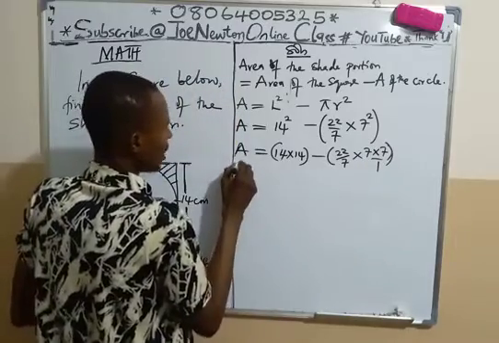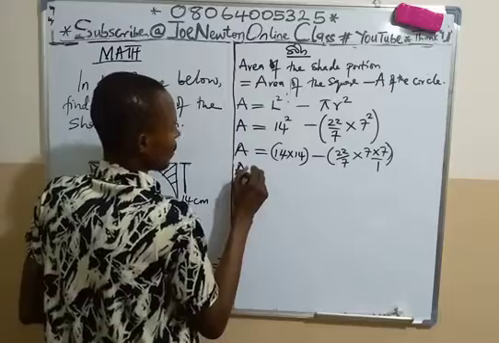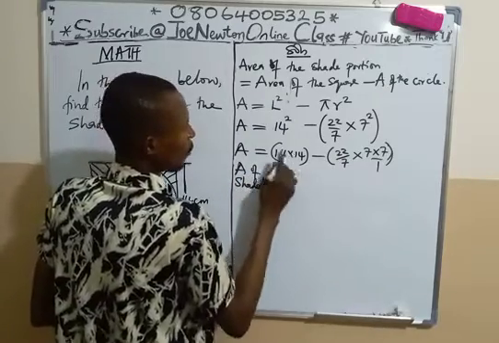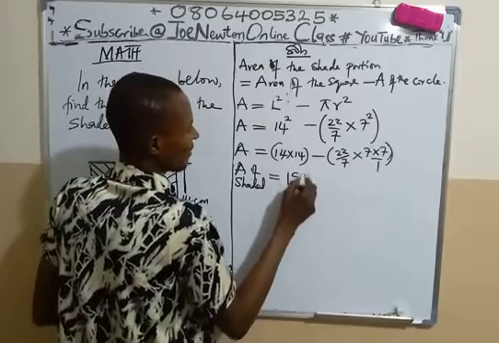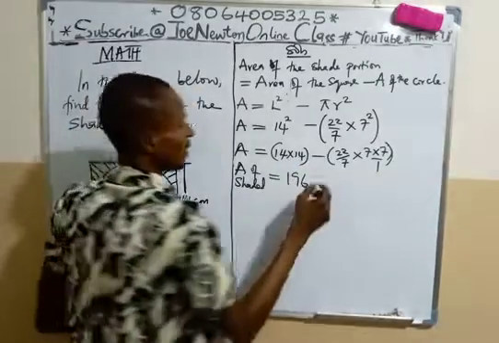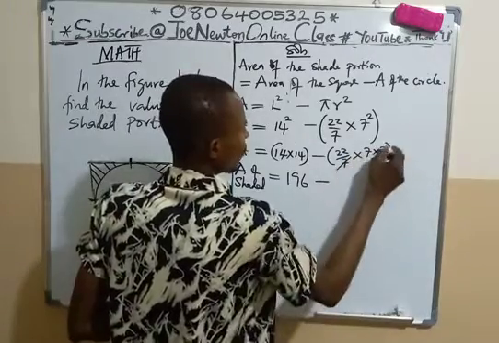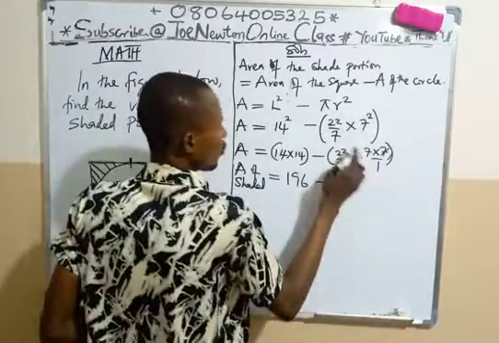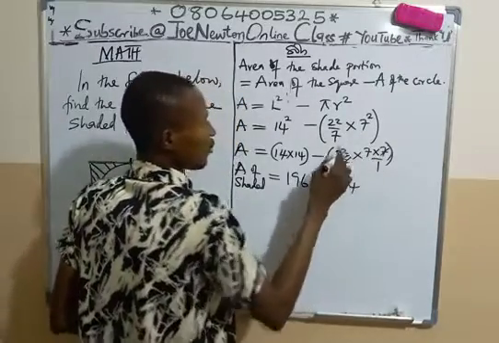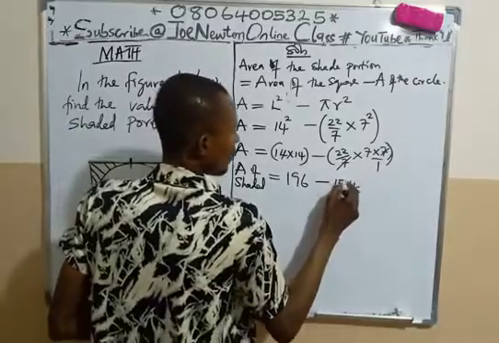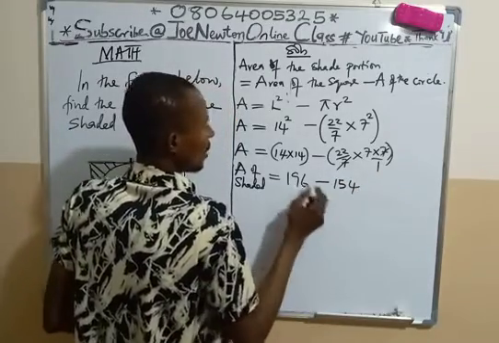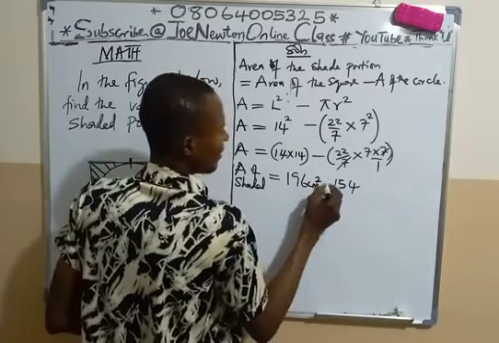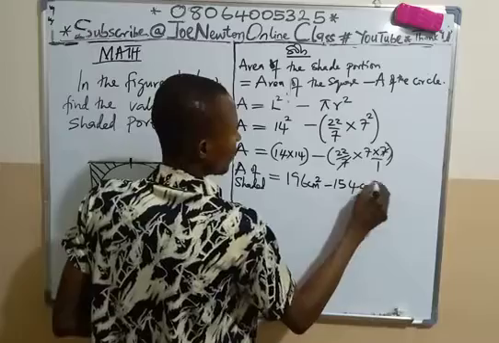Then area of the shaded is equal to 14 times 14 is 196. That is 14 squared, 14 times 14. Minus here, 7 cancels 7. We have 22 times 7. 22 times 7, 7 times 2, 14, right? 4, carry 1. 7 times 2, 14 plus 1, 15. That's 154. So that will give us 196 cm square, 154 cm square.